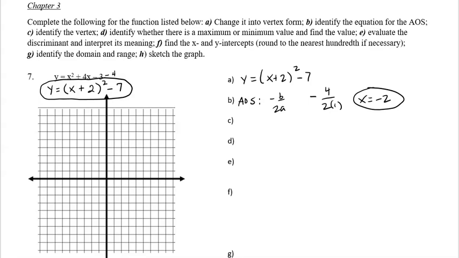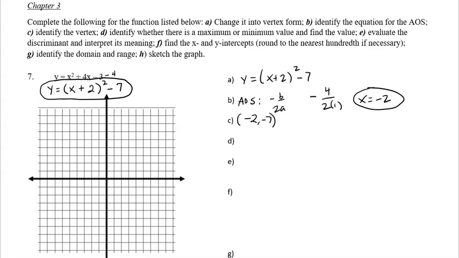So when we change this to vertex form, we know the answer to this AOS already. We don't have to go through this formula process. So the vertex, that's my answer for letter C, would be -2, -7. Letter D: is there going to be a maximum or a minimum value, and then what is that value?